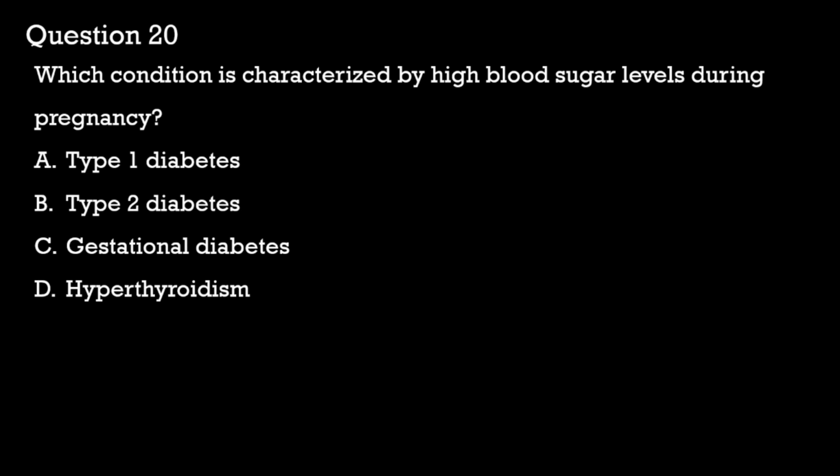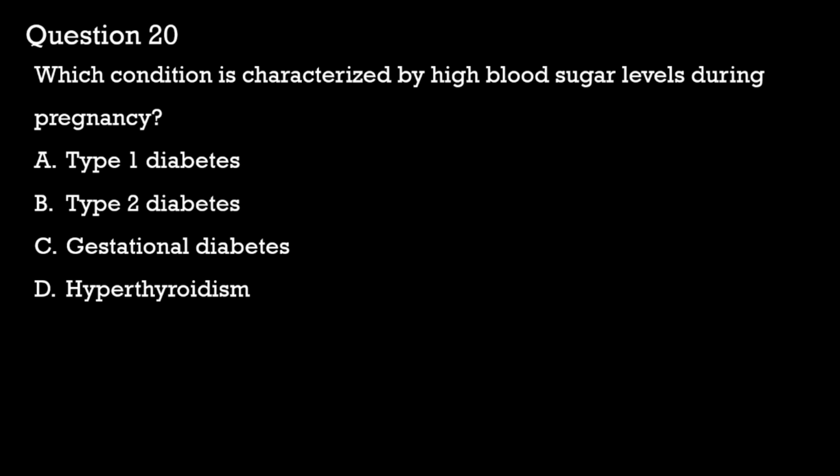Question 20. Which condition is characterized by high blood sugar levels during pregnancy? A. Type 1 diabetes. B. Type 2 diabetes. C. Gestational diabetes. D. Hyperthyroidism. Type 1 diabetes is an autoimmune condition that is diagnosed before pregnancy, but this is not caused by pregnancy. Type 2 diabetes develops in adulthood due to insulin resistance, but it is not triggered by pregnancy.